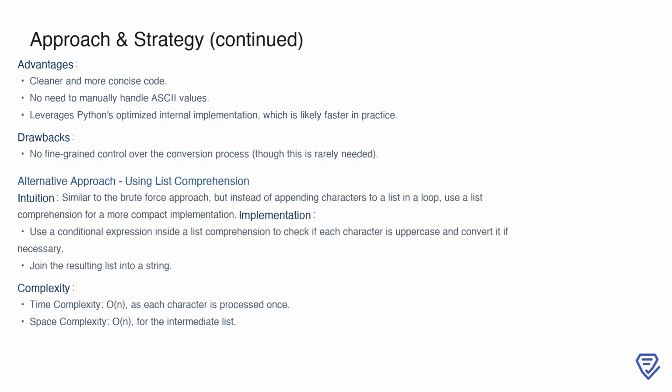Another alternative to consider is using a list comprehension, which is similar to the brute force approach but offers a more compact way to handle character-by-character processing. Here, we use a conditional expression inside the list comprehension to check if a character is uppercase and convert it if needed, then join the processed list into a new string. This approach has the same time and space complexity as the brute force method, but the use of list comprehension makes the implementation more concise and potentially easier to read.